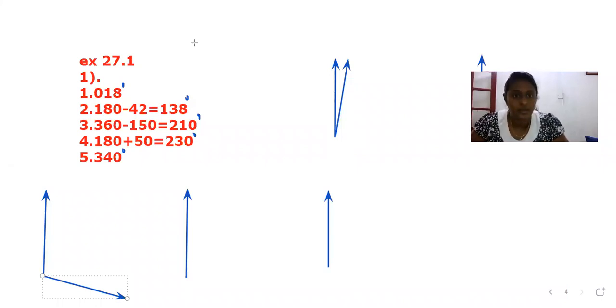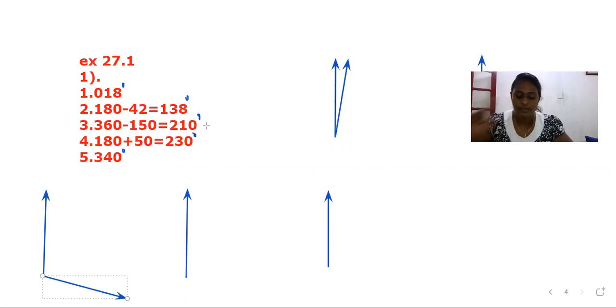Right, okay. The first, bearing of Y from X, is 18 degrees. Next one, 138 degrees. Here you can see 42 degrees, but you won't consider that 42, the clockwise angle. Then 180 minus 42 is 138 degrees. Third question, according to the given figure, the clockwise angle is 360 minus 150, that is 210 degrees.